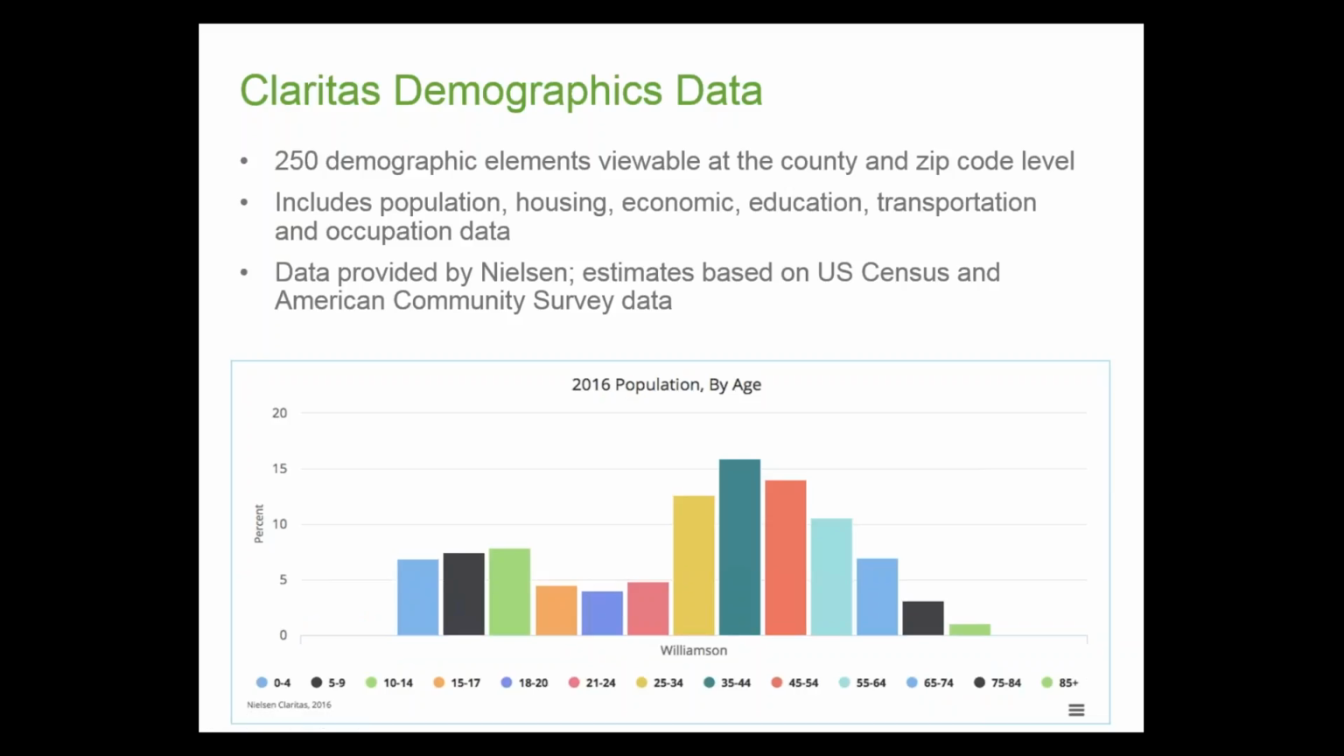Indicators and data. In addition to health and quality of life indicators, the Healthy Williamson site also includes 250 demographic elements viewable at the county and zip code level. This includes population, housing, economic, education, transportation, and occupation data.